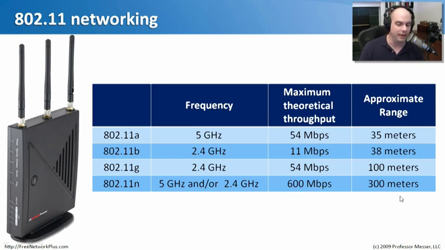Now, I also added on here an approximate range for these. The challenge with determining the real range of these networks is that you never know the environment you're going to be in. You don't know what interference is going to be there. You don't know what devices are going to be between you and the antenna that's on the access point. There's a lot of variables in play. But I took these values right out of Wikipedia to give you at least a relative term of what you might expect to see on an exam.